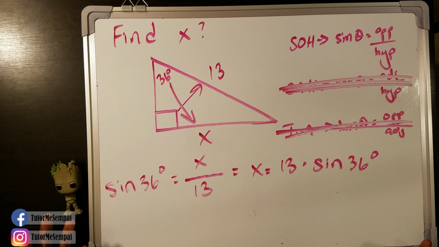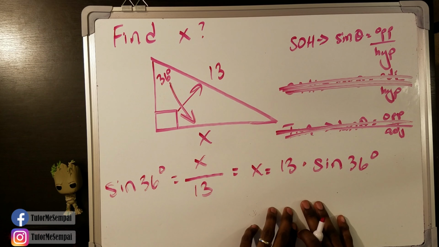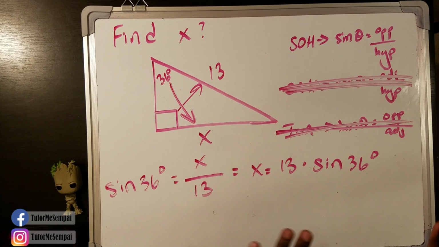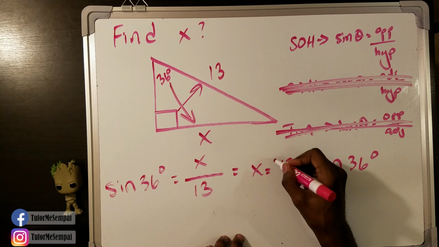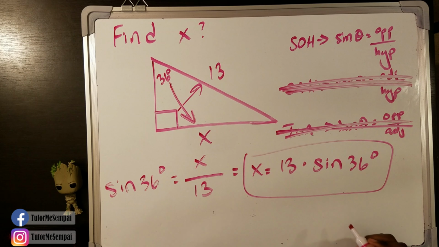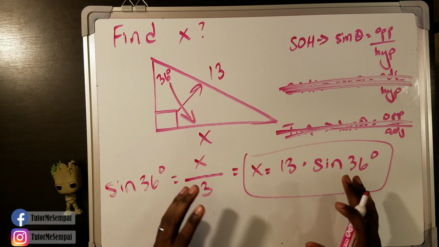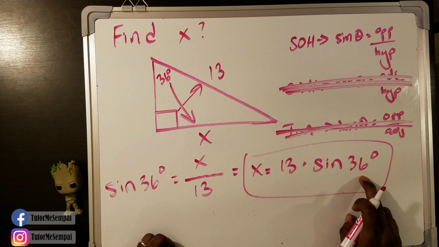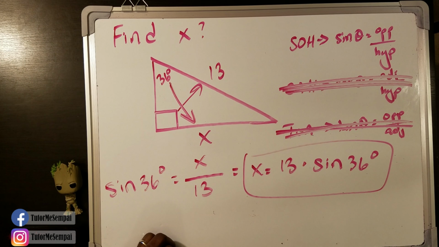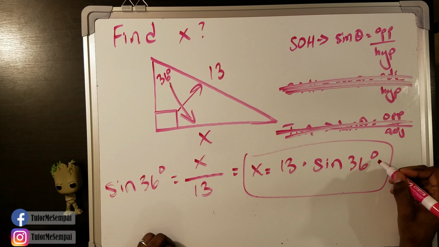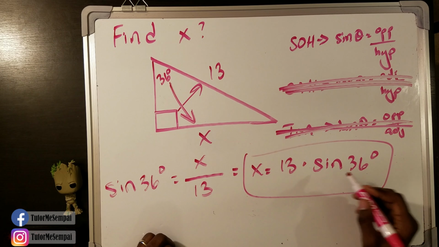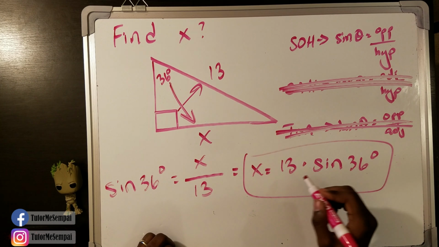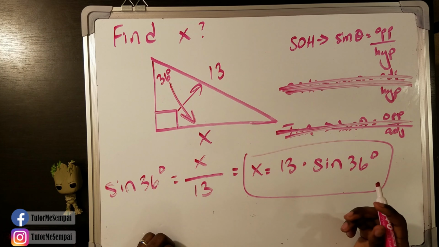Now, if you have your calculator, you can plug this in. If they want you to keep this without rounding, you can just write that and leave it. This will be your answer, x equaling this. But if you want to find what this is in decimal form, you can plug this into your calculator, sine of 36, but make sure that your calculator is in degrees because this is 36 degrees. So sine of 36 degrees times 13, that's going to give you your answer.